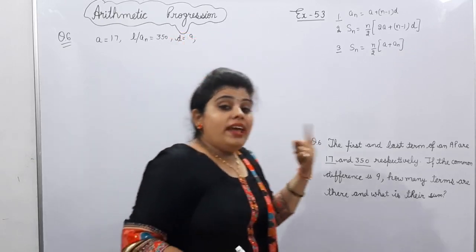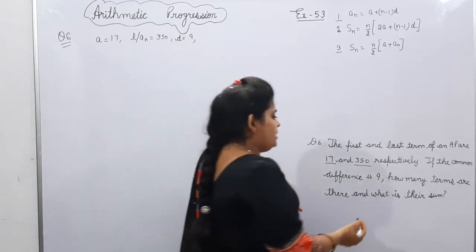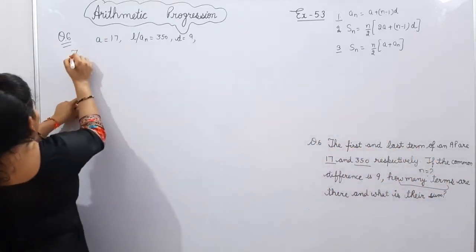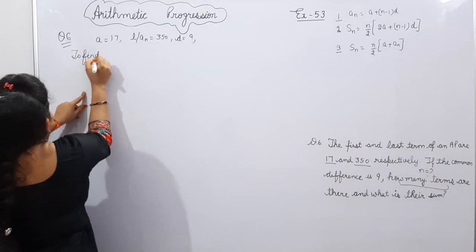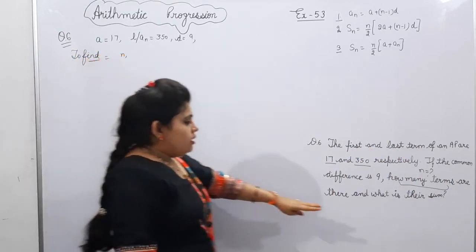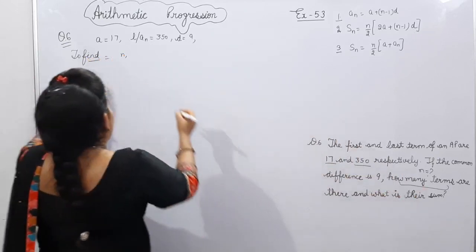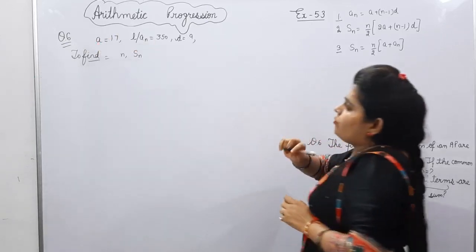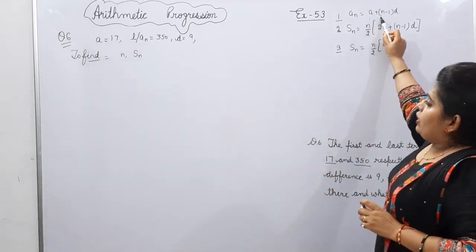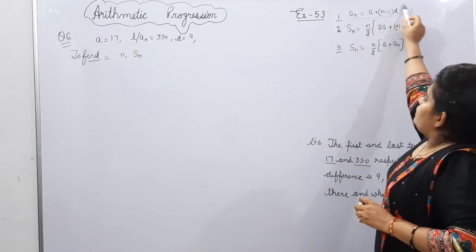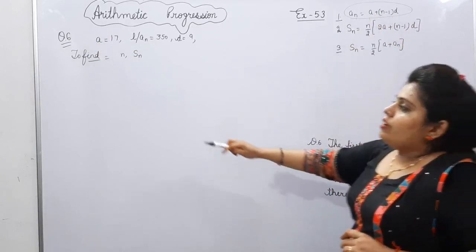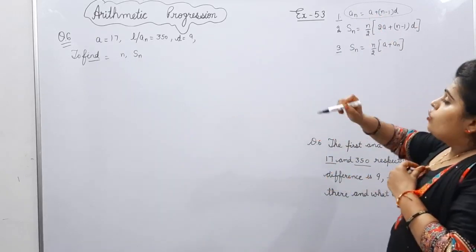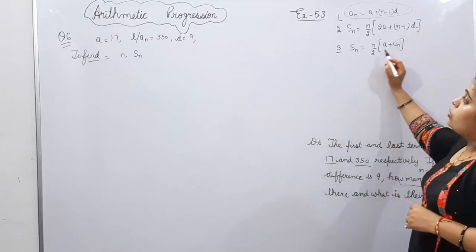Now for how many terms? How many means kitni terms? Means we have to find the value of n. Means what we have to find? To find n and what is their sum means we have to find Sn. Now depending on these values, first of all choose the formula. A given and we have to find n given an. Firstly we will use this formula, and using this formula we will find the value of n. Now after getting the value of n we have to find the Sn. For Sn we can choose any of these formulas because we will get the value of n.